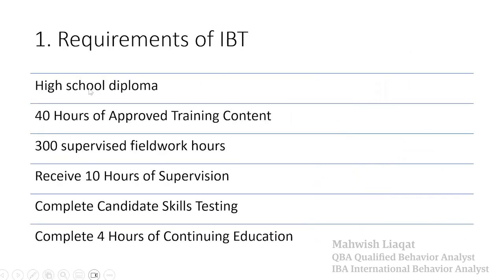Requirements of IBT. So you should have a high school diploma. 40 hours of approved training content is required. 300 supervised fieldwork hours are required. During these hours, you will be practically implementing the concepts you already have learned during your training, and you will be receiving 10 hours of supervision during these 300 hours of supervised field work. So that means 1 hour of supervision for each 30 hours. Then you will be completing the candidate skill testing and you will complete the 4 hours of continuing education.